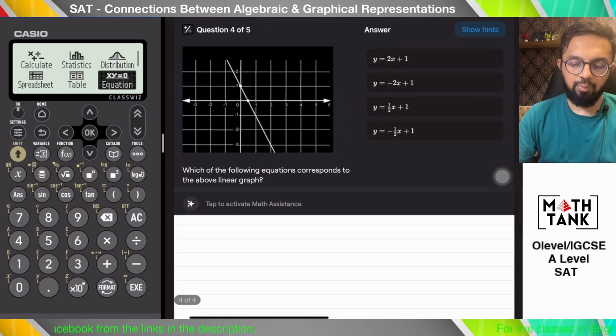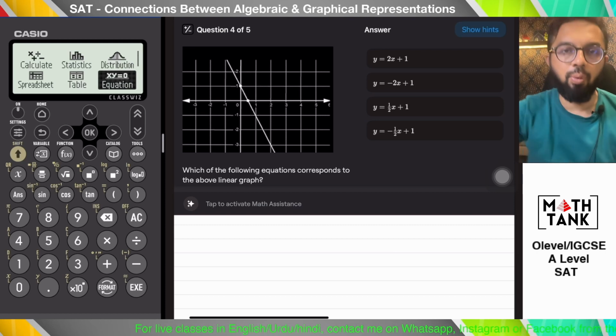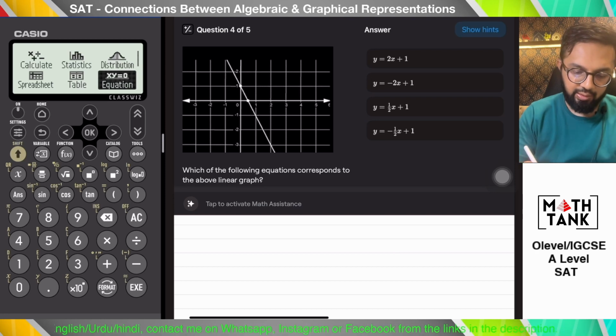Which of the following equations corresponds to the above linear graph? So two things are important. One is the y-intercept. I see all of the answer options have a y-intercept of 1. So I have that. Then I want to calculate the gradient. I can take any 2 points.